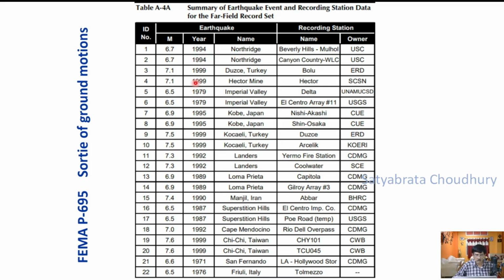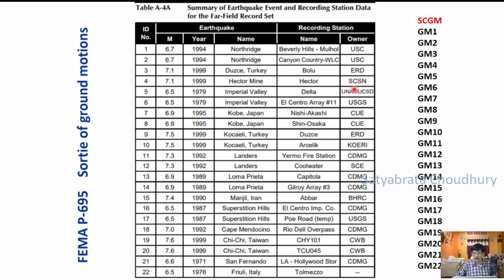Now we are not going to use these earthquakes directly, but we have to make these earthquakes compatible to the design spectrum for which we have designed our structure. So we produce what is called spectrum compatible ground motion. There are several softwares available, including Seismic, which produces these spectrum compatible ground motions. Let us name these ground motions from GM1 to GM22.